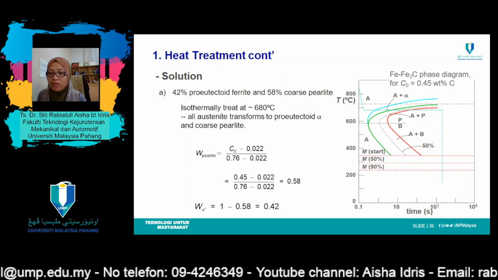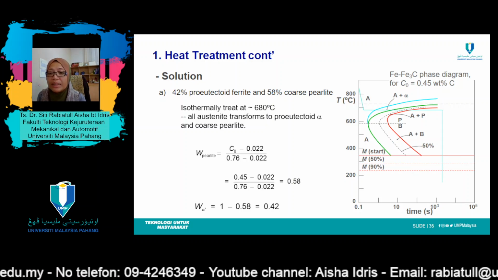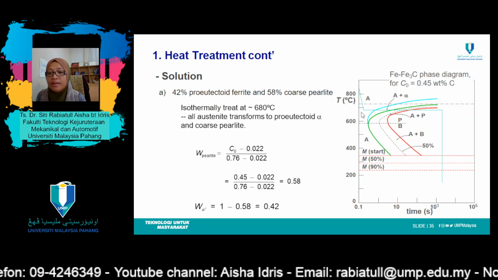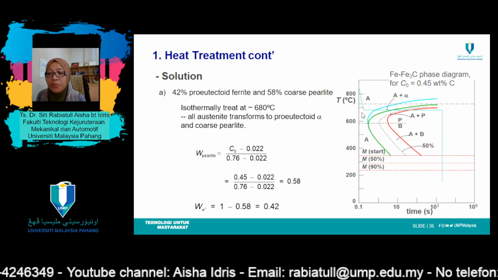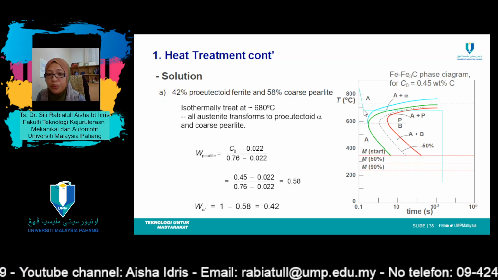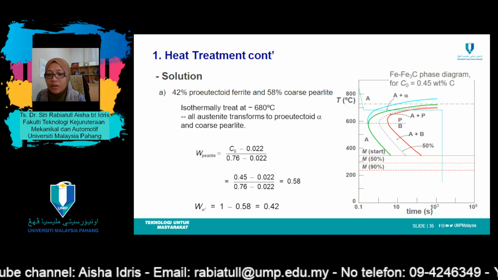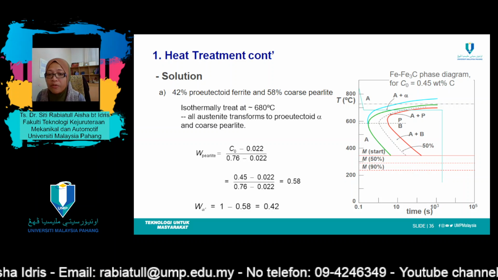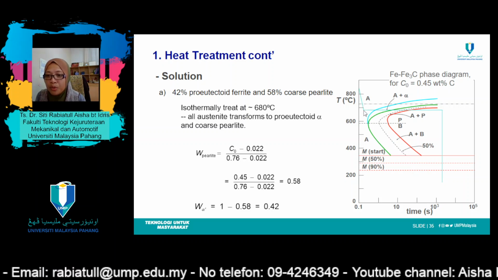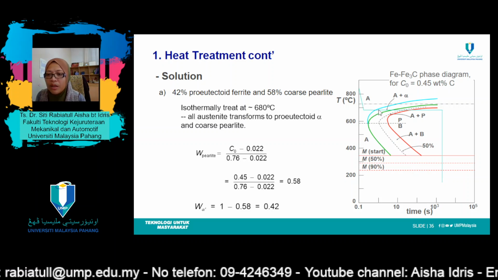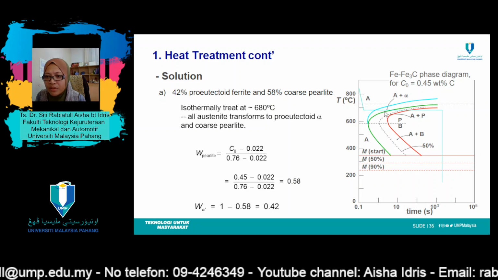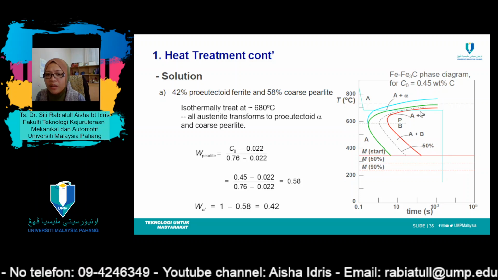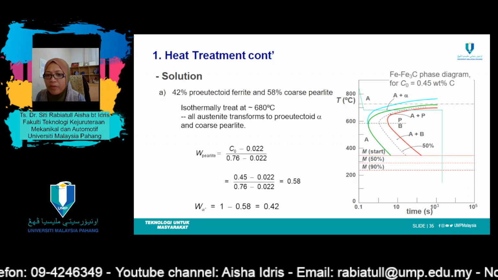So from there, we know that the specimen can be isothermally treated below the austenite temperature, which is 680 degrees C over here, because you want to produce coarse pearlite and pro-eutectoid ferrite. So cool it over here and hold the temperature until it reaches this point, which is alpha ferrite, pro-eutectoid ferrite and coarse pearlite.